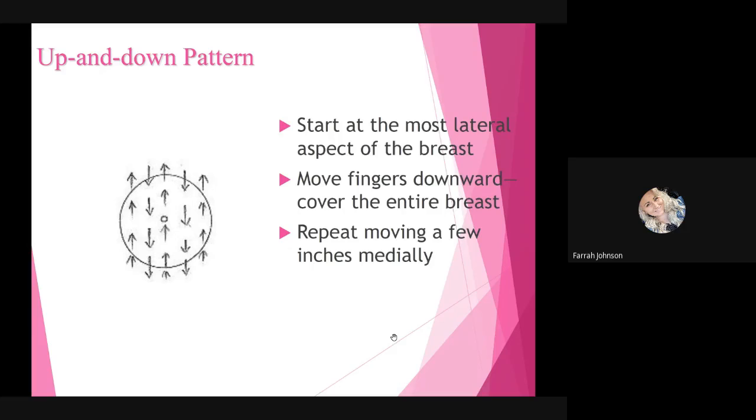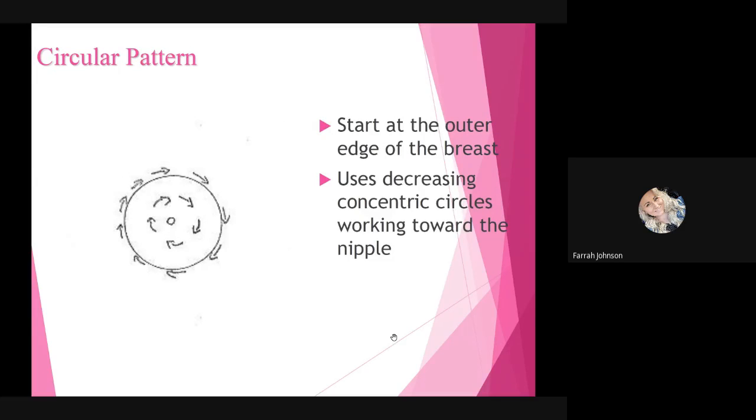So now we're going to talk about some of the methods in which you can evaluate the breast. The first is going to be the up and down pattern. This is when you would start at the most lateral aspect of the breast. You would move your fingers downward, covering the entire breast, and repeat moving a few inches medially. So basically, you start at the lateral upper outer quadrant, you make your way down vertically to the lower quadrant, and then back up again all the way until you reach the medial aspect of the breast closest to the cleavage.